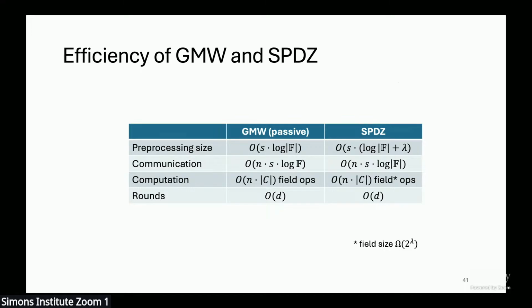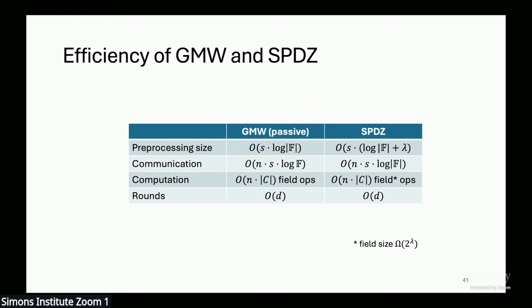Okay, so that's the SPDZ protocol, at least the online phase. So we can compare and contrast this with GMW, or the passively secure variant of GMW. Let's look at what's the overhead of active security here. First off, if we work in a sufficiently large finite field, then it pretty much comes for free, right? Because the size of these MACs is just one extra field element per secret sharing in the circuit, and the computation is just maybe a factor 2 or so more. So preprocessing, communication, and computation are roughly the same.